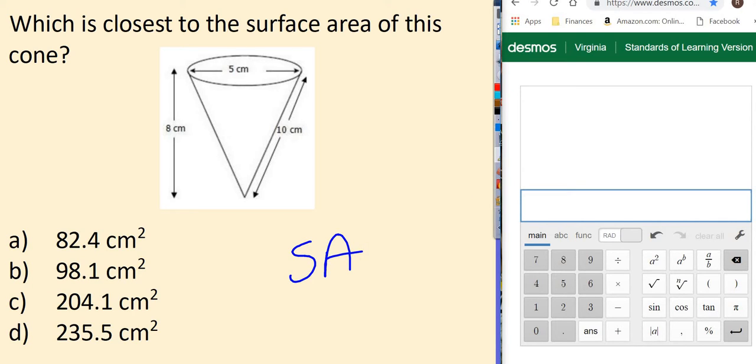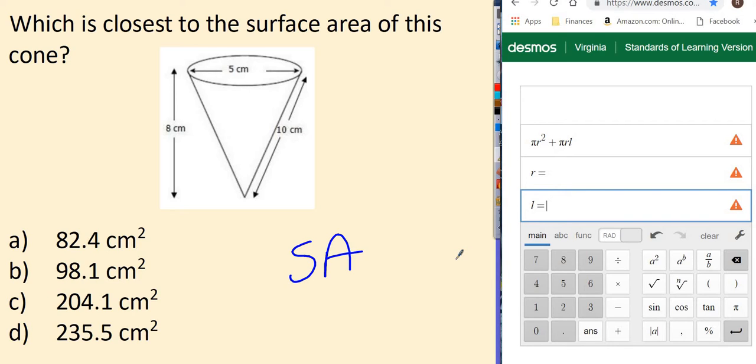Again, surface area of the cone, you're going to carefully find that formula on your formula sheet and be careful to type it in correctly. Pi r squared plus pi RL, and then we have to define our variables. What is our radius and what is our slant height?